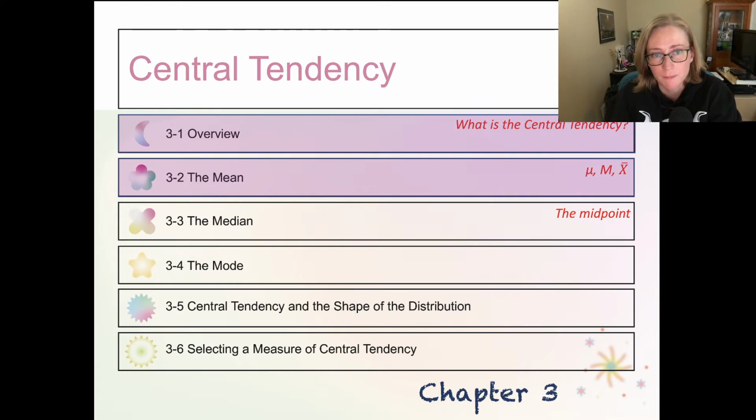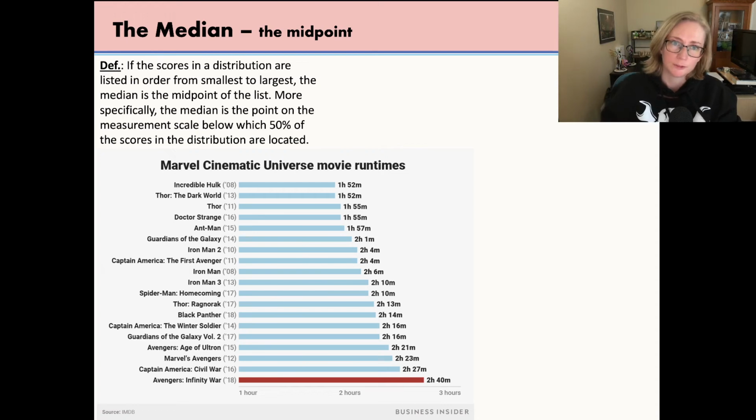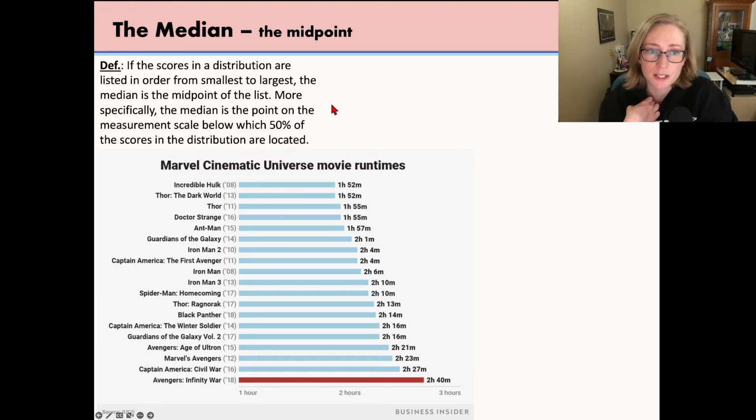Okay, so that was the mean. The easiest way to think of the median is simply the midpoint, the thing that splits the data 50-50. So this is the definition from the book: if the scores in a distribution are listed in order from smallest to largest, the median is the midpoint of the list. More specifically, the median is the point on the measurement scale below which 50% of the scores in the distribution are located. So you can think of it as the 50th percentile rank.